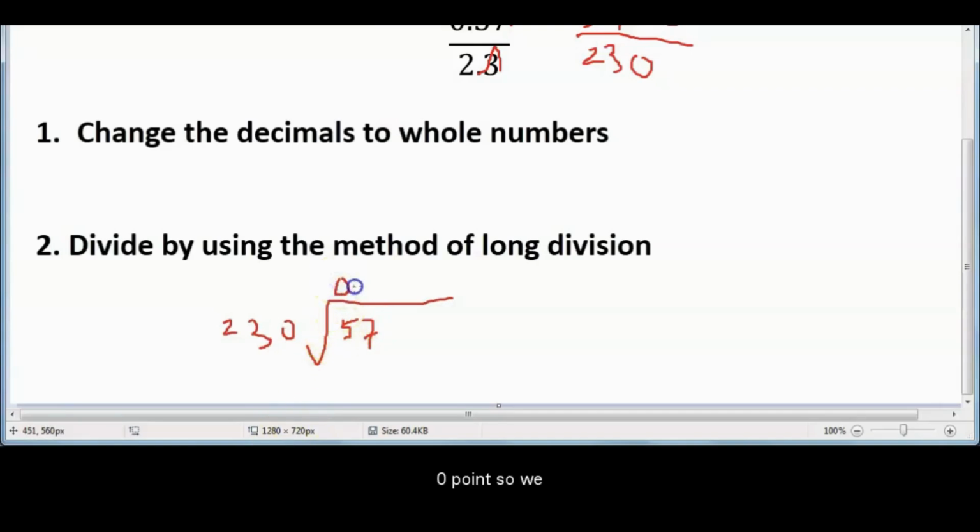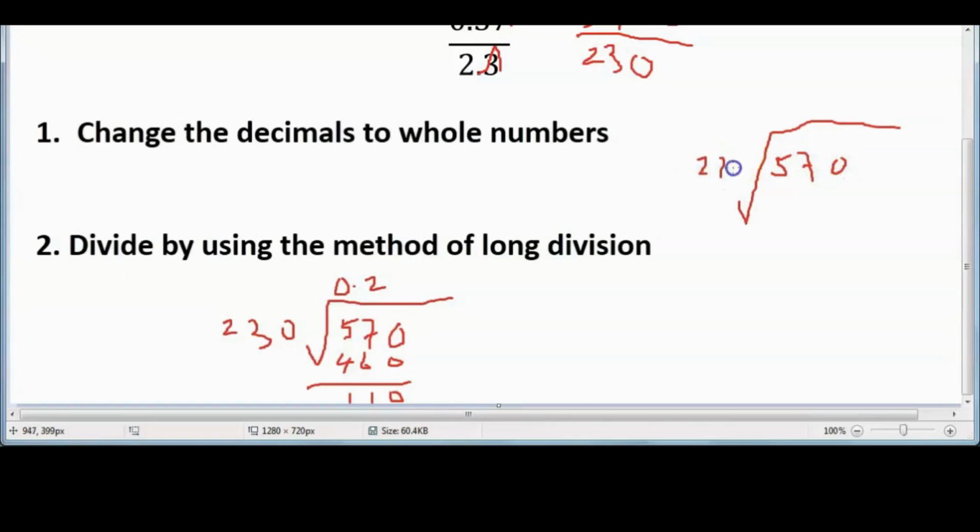Cannot, so we put 0 point, and add a 0 here. 230 into 570 goes 2 times. 2 times 230 is 460. We subtract, and you get 110.